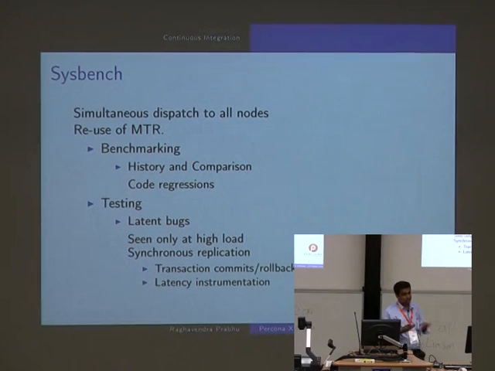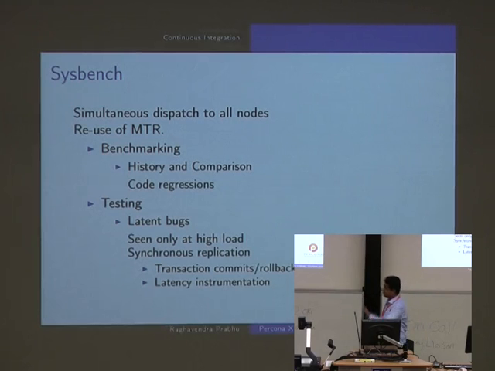Because that is what we require when we test a cluster. We want requests to be dispatched to all the nodes at the same time, both read and write requests. And since this is a synchronous replication, we want to be really strict about several things here. And we reuse MTR here. Again, we use that to start and stop servers and things like that. Its scope is much larger than that, but here it is used only for that.